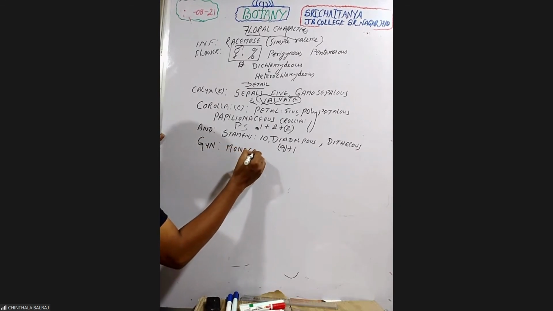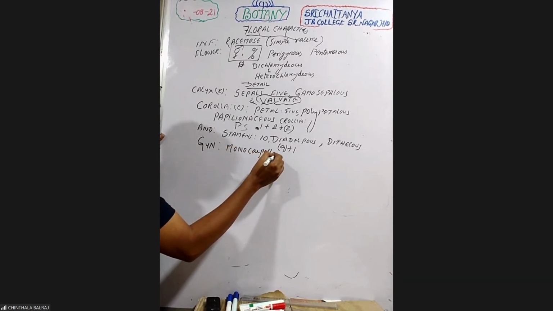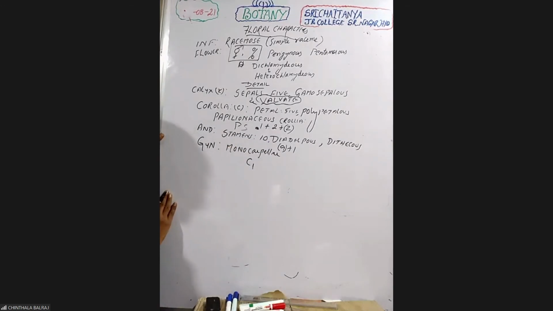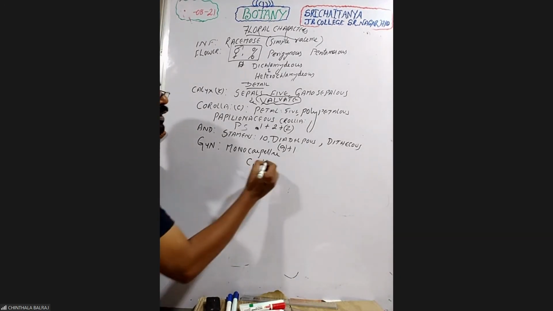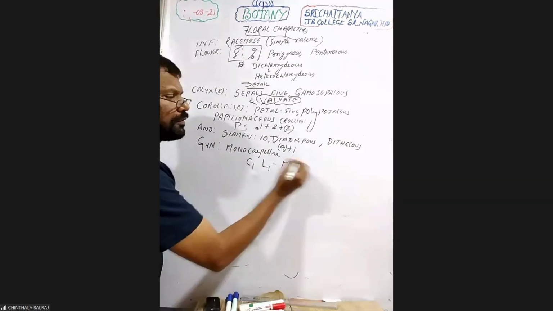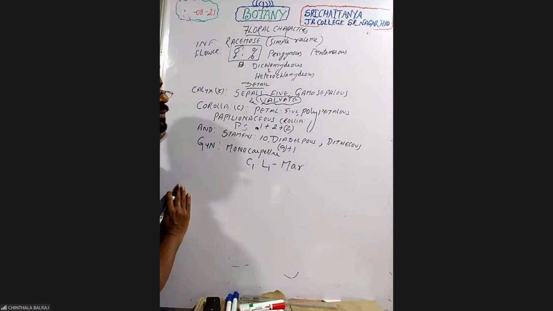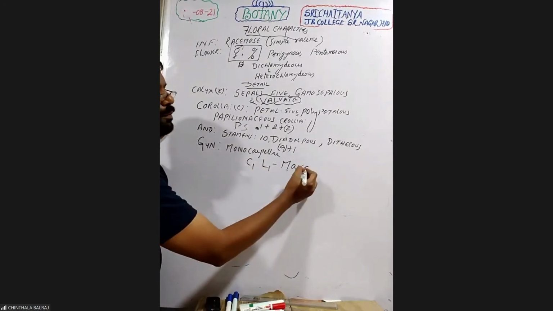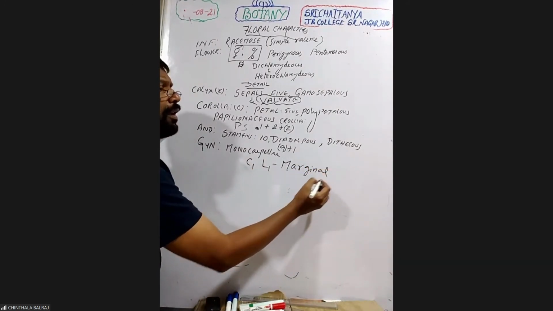Gynoecium: monocarpellary, which means one carpel. Neither syncarpous nor apocarpous condition can be used. Monocarpellary, unilocular. The ovule is arranged on the margin, marginal placentation. How many rows?